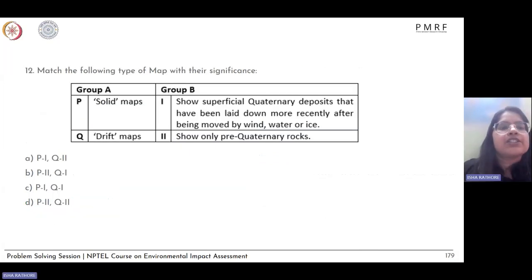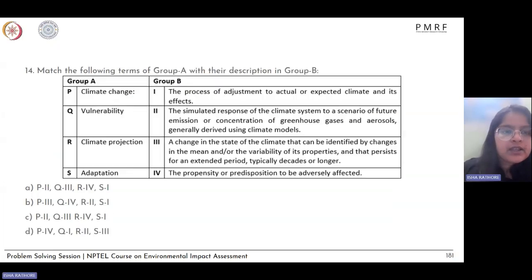Okay, next question. Match the following type of map with their significance. Group A is solid maps and drift maps. And in group B, we have their significance. So the correct answer is B, that is solid maps show only pre-quaternary rocks. P matches with 2. And drift maps show superficial quaternary deposits that have been laid down more recently after being moved by wind, water, or ice. So Q matches with 1. So the correct answer is P matches with 2 and Q matches with 1.